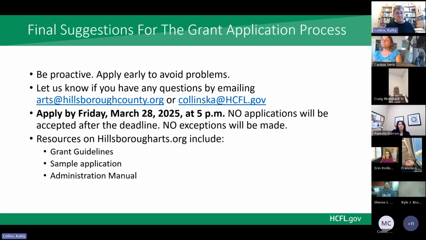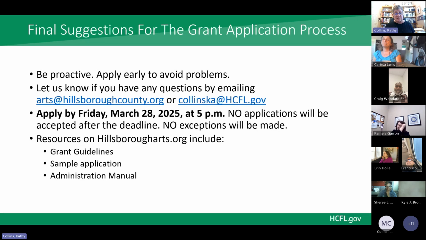So again, be proactive. You can avoid a lot of problems if you apply early. Again, there are no exceptions beyond the deadline of Friday, March 28 at 5 p.m. In fact, Neighborly shuts down at 5 p.m., so it's best to even get it in before then. They will not accept any further applications after that.